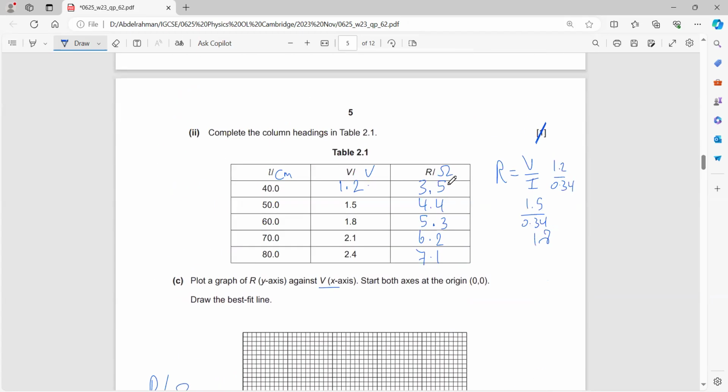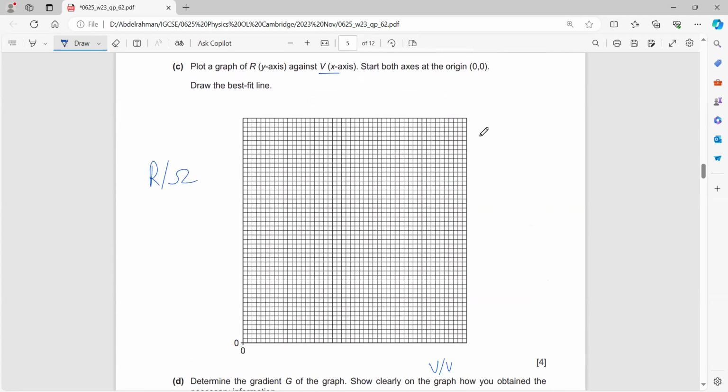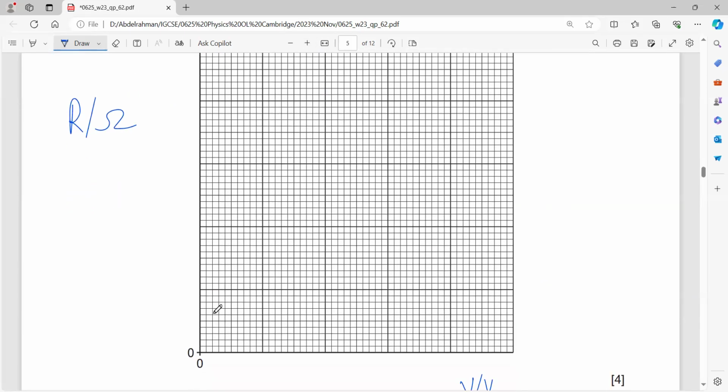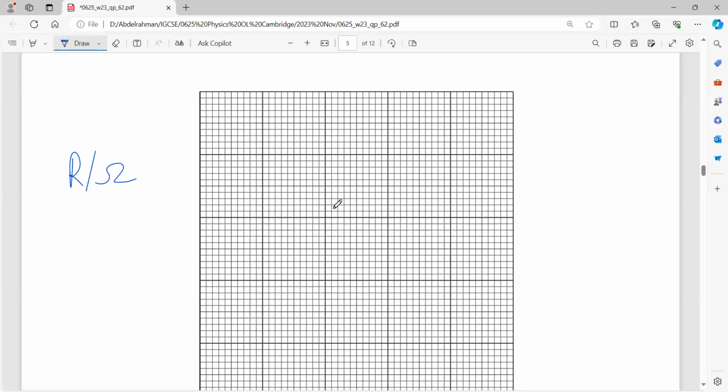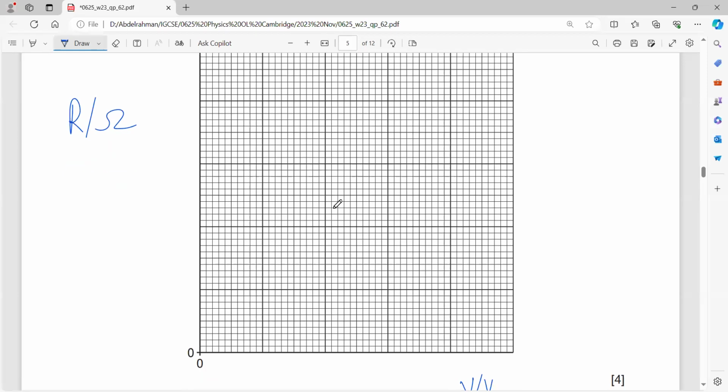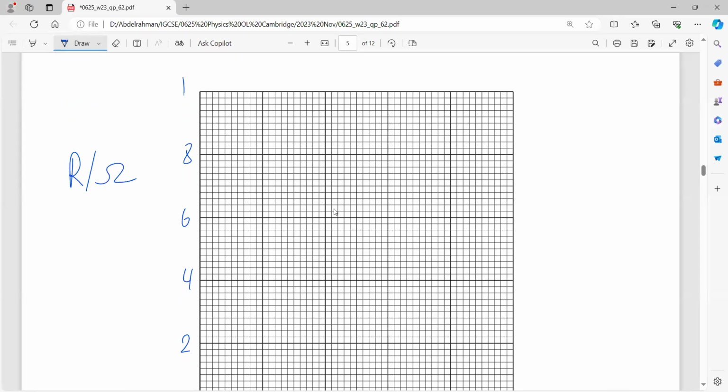For R we have values up to 7.1. How should we scale this graph? Values up to 7.1. How should we scale the graph? Any ideas? It's quite simple: 0, 2, 4, 6, 8. Okay, it's the best scale for this graph.